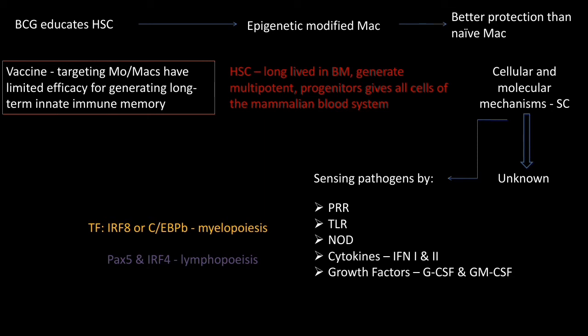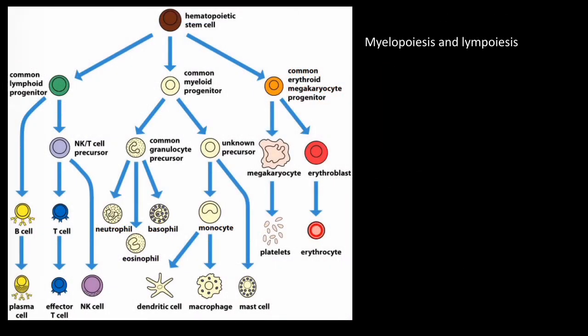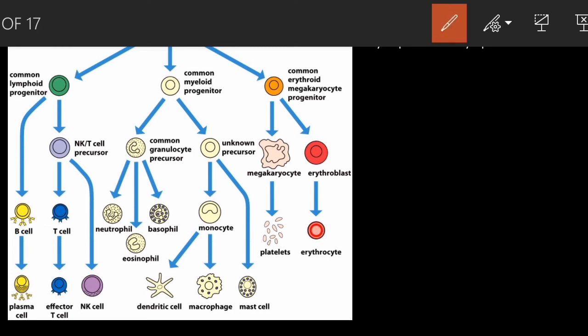The vaccine targeting the macrophages has limited efficiency and a limited term of innate immunity memory, so we can target macrophages by using the long-lived hematopoietic stem cells in the bone marrow. We can target those diseases. So, what is myelopoiesis and lymphopoiesis? Myelopoiesis is the development of innate immunity cells like neutrophils, basophils, and eosinophils. And the T cells and other cells generated are all called lymphopoiesis.